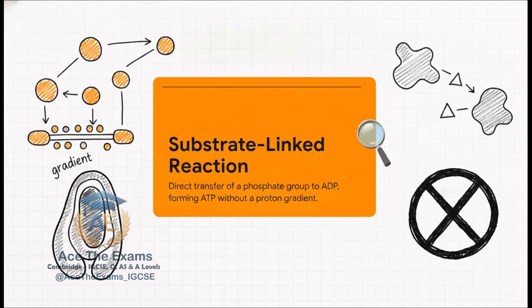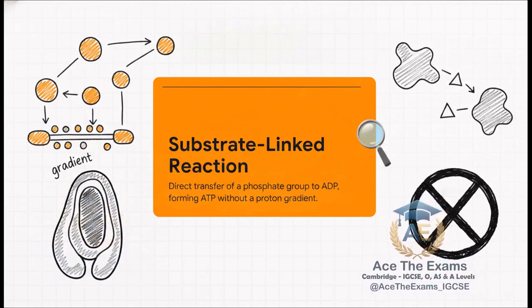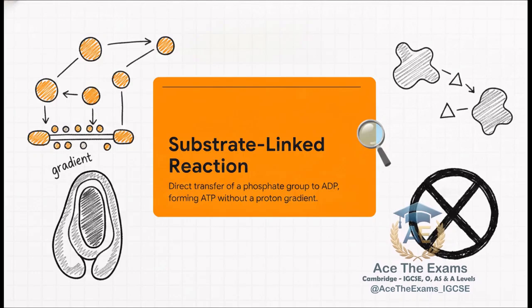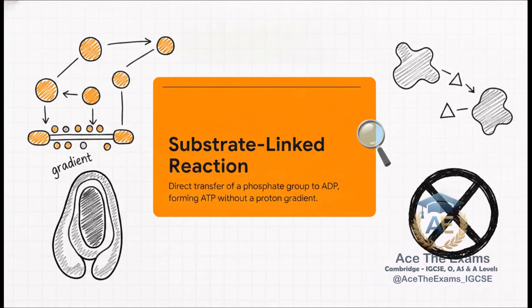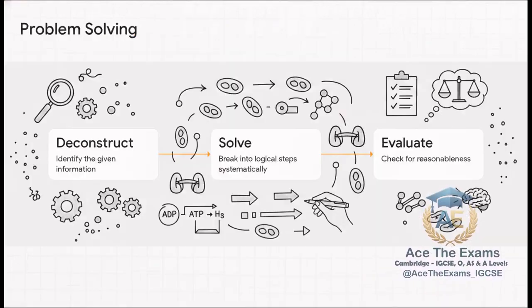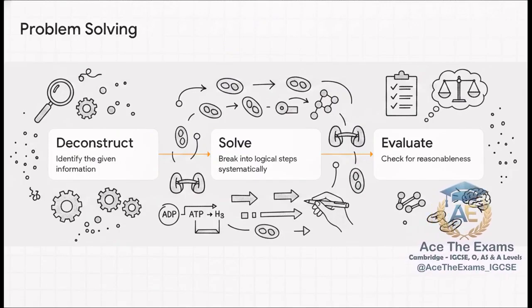Top-performing students can instantly tell you whether a process is using the complex membrane-bound gradient of chemiosmosis or the direct enzyme-catalyzed handoff of a substrate-linked reaction. Knowing this fundamental difference is absolutely non-negotiable for tackling those advanced pathway questions. So how do we actually turn these essential biological definitions into an A star? Well, we use a highly reliable framework.